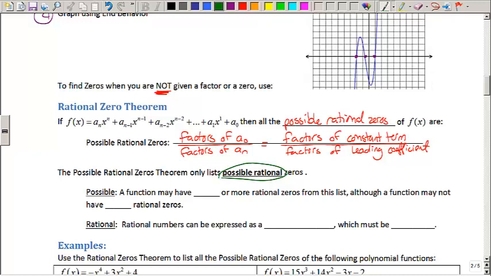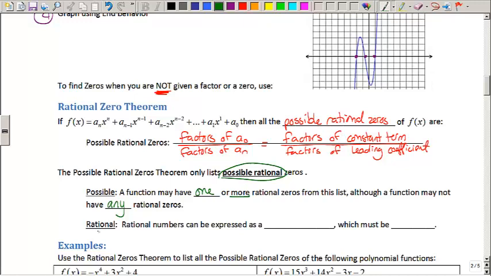So we're going to go even one step further and just discuss what does it mean possible. It means that this function may have one or more rational zeros from this list, although a function may not have any rational zeros. That's what possible means. If it is rational, then it is in this list. But I can't guarantee that there are any rational. I can't guarantee there's one or two or three or any, really. It just means it's the list of possible.